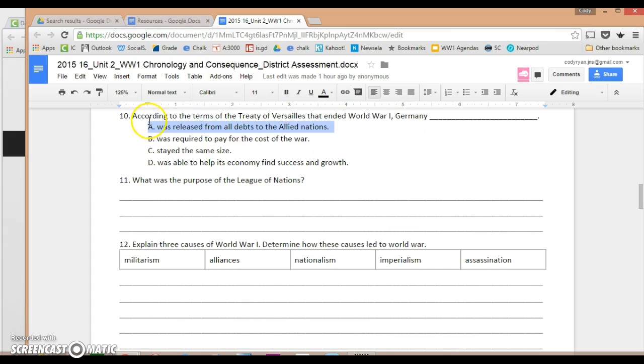I'll put Germany in front. Germany was released from all debts to the Allied nations. Germany was required to pay for the cost of the war. Germany stayed the same size. Germany was able to help its economy find success and growth. So which one of those is true about Germany at the end of the war?